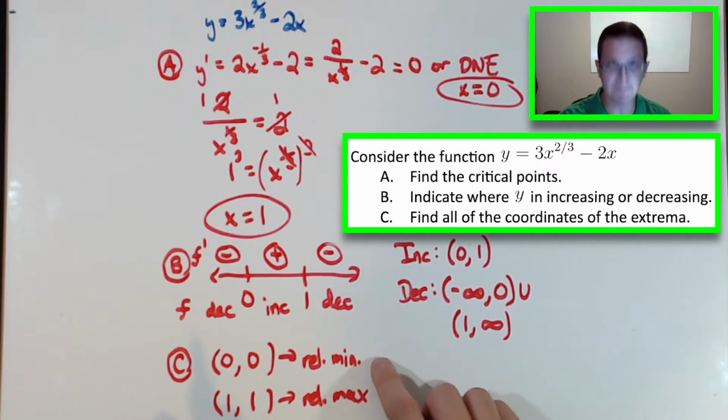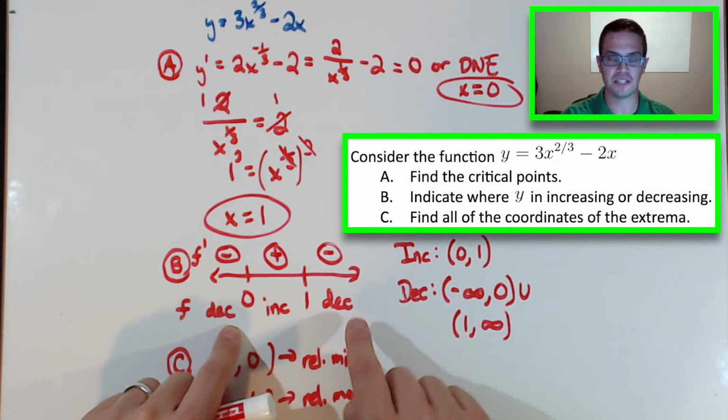Now you're going to want to check both of these on the graph. If you're allowed to use your graphing calculator on this, you're going to want to check both of these points to make sure that it's a hill and a valley at these points, and then it's increasing and decreasing at those intervals.